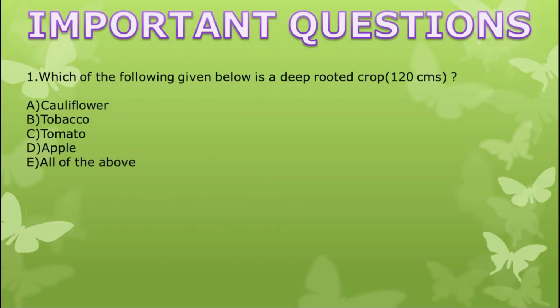Okay, we have discussed the important topics and we are going to see the important questions which came from these topics and how the questions will be asked. Our first question is, which of the following is a deep-rooted crop? As I said earlier, in the table I have given there are different crops, and the answer is there. The deep-rooted crop is tomato.